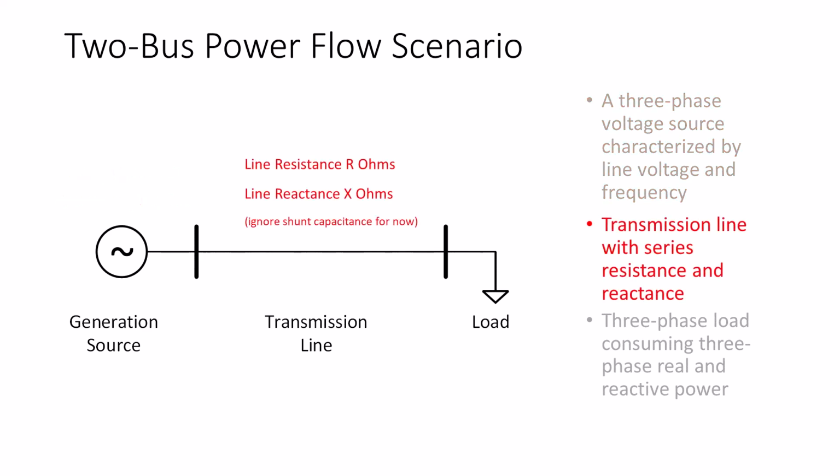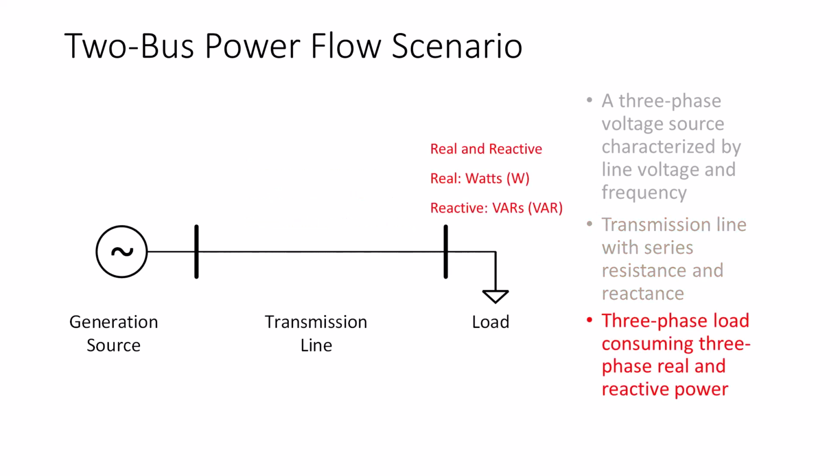The transmission line represents the electrical distance between the source and load. In this case, we will model the line by a series resistance and inductive reactance. We neglect the line parallel charging capacitance for now. Finally, we have an electric load, which we will model with a constant real and reactive power consumption in watts and vars respectively. This power consumption will be assumed to be constant with respect to changes in load voltage.